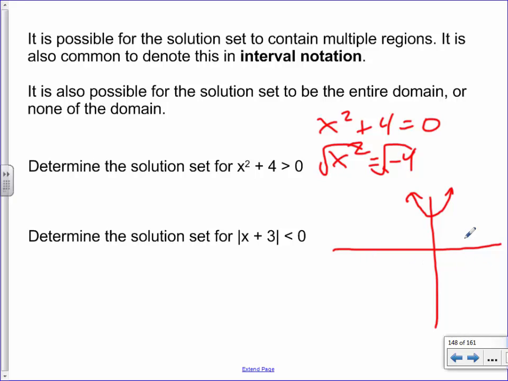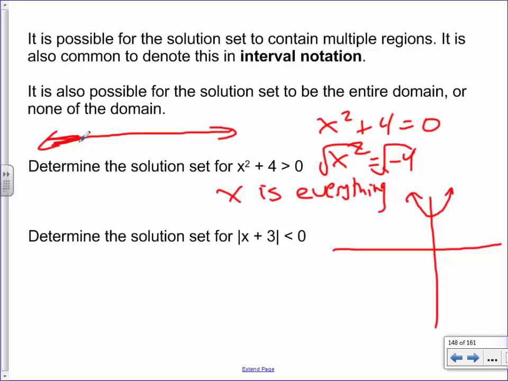There is no point to plot on the graph because literally, x is everything. Every single x value you plug in will make this greater than 0. If you plug in 0, you'll get a positive number. If you plug in 5, you'll get a positive number. Does that make sense? So if I had to draw the solution set, this would look kind of weird, but it would literally be a line that goes in both directions forever.